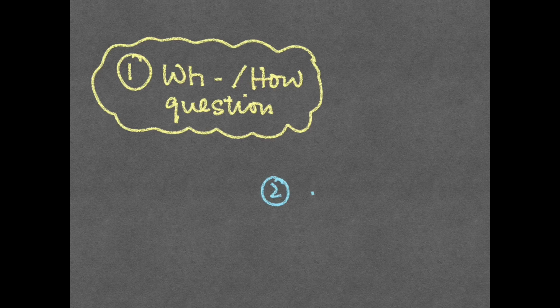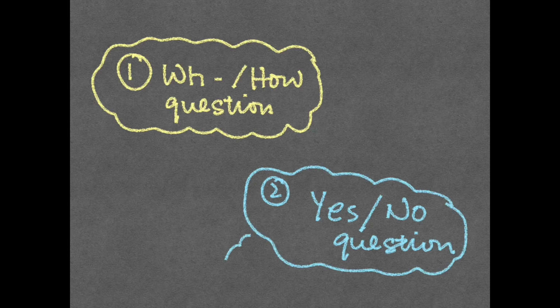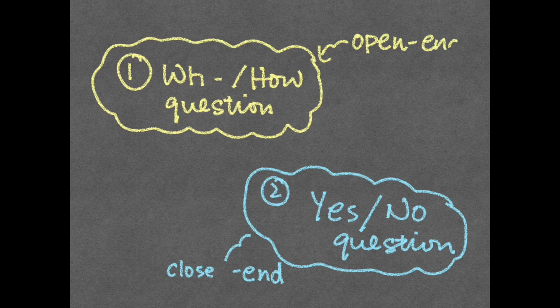Before we look into the proper format of a written question, we need to be aware that there are actually two types of questions. The first type would be WH or how questions. We call these questions open-ended questions. While the second type would be yes-no questions. We call these questions closed-ended questions.